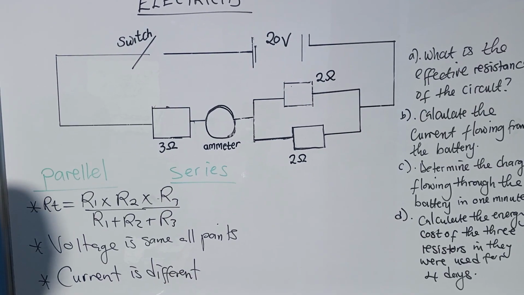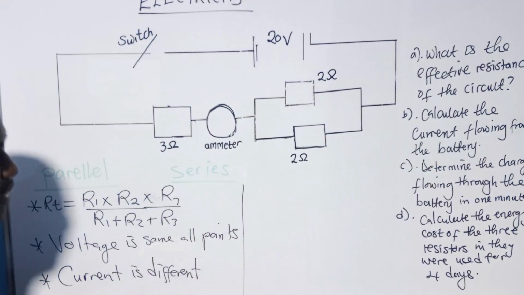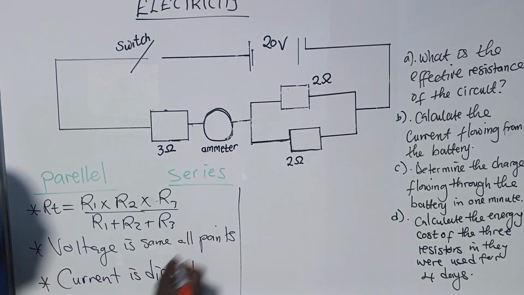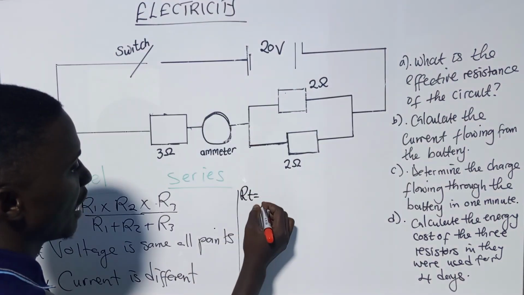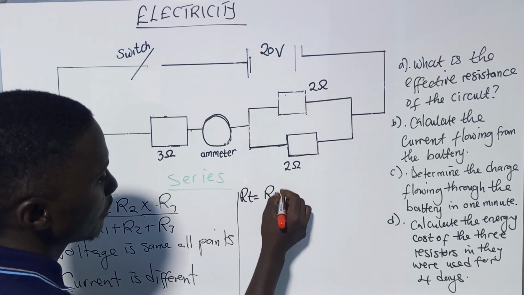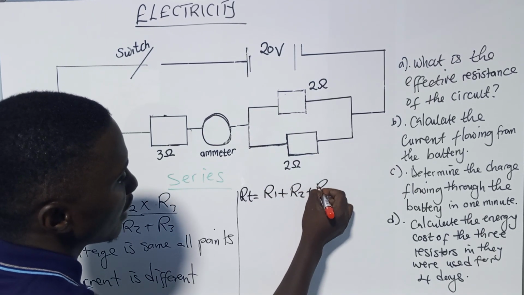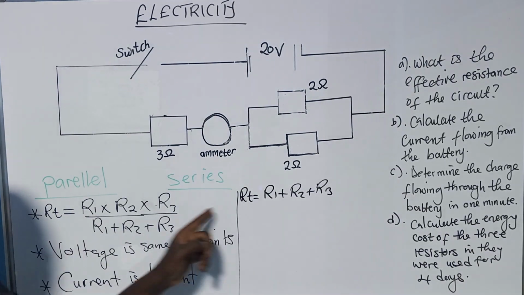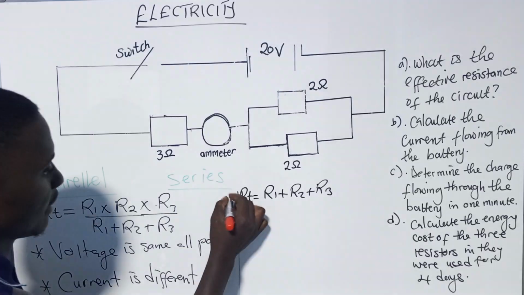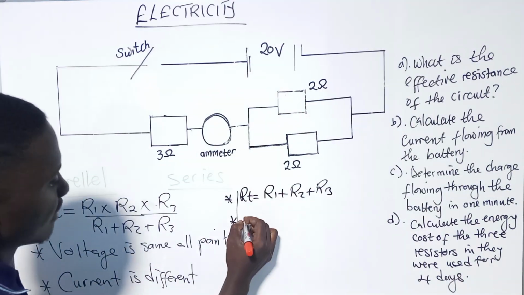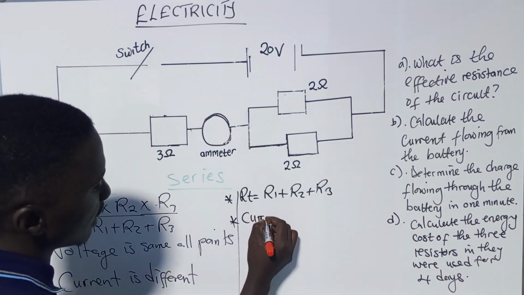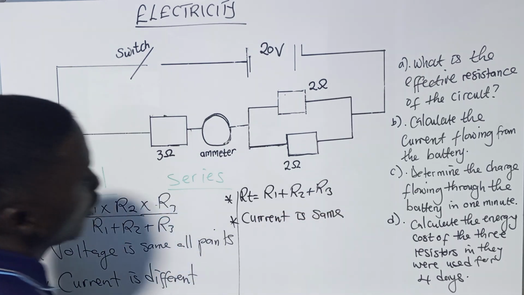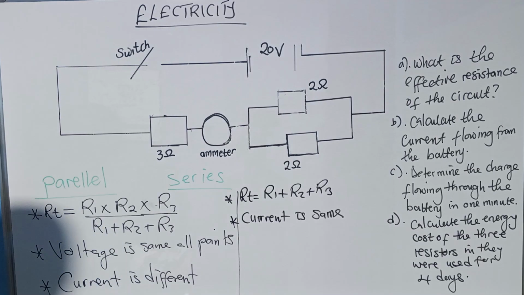Current is different. But when we come to series, it is the opposite of whatever we have written here. The formula that we use to find the R total is R1 plus R2. If we have R3, then we are going to add R3. Here we are multiplying, here we are just adding. That's the first point. The second point is that current is the same in the series. At all points, it is the same.